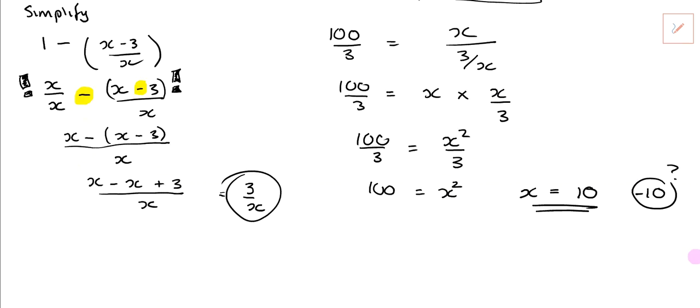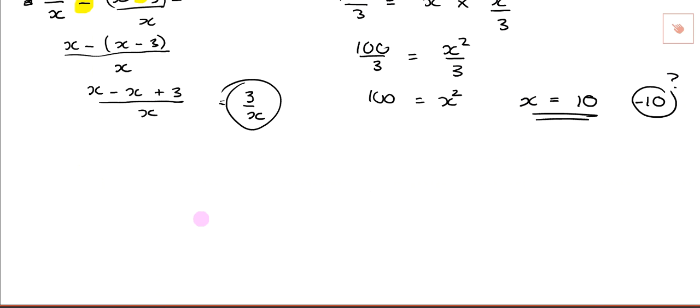So remember what we've said. x is the first term, x minus 3 is the second term. So we're basically saying 10 and then the next term would be 7, and so on. But then it could also be negative 10, and then negative 13.